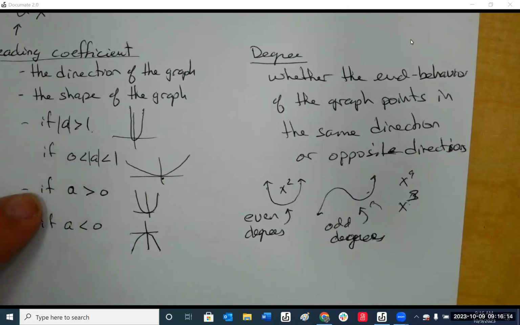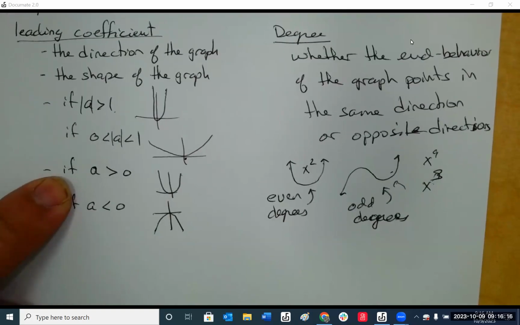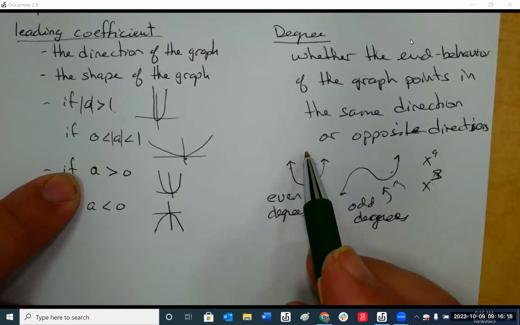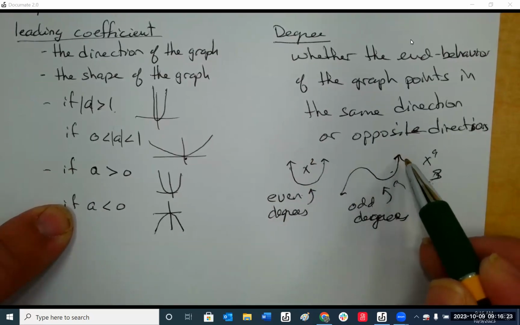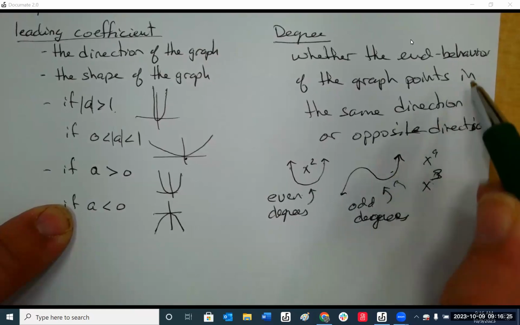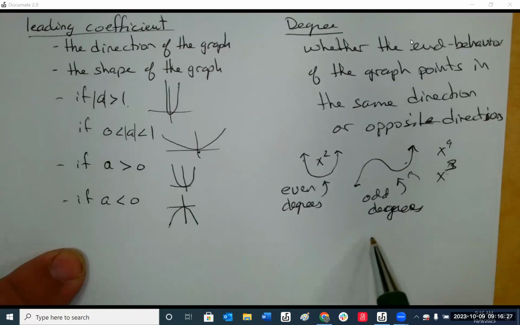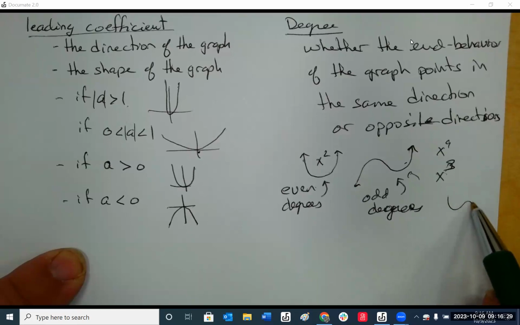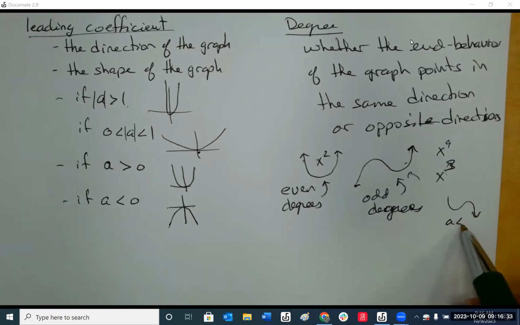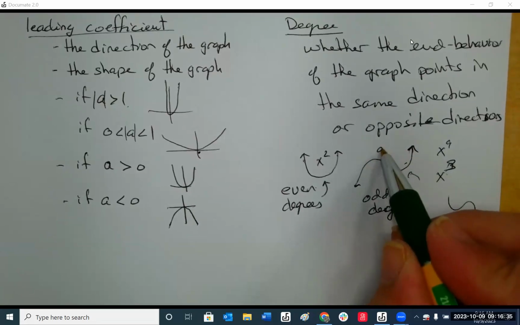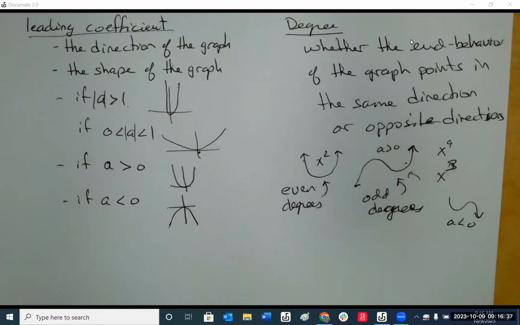Now, it all depends on your coefficient. If it's positive, it points up. If it's negative, it points down. If it's positive, it's an increasing function. That means the right-hand side goes up. If it's negative, then the right-hand side goes down. This is if a is negative. This is if a is positive.